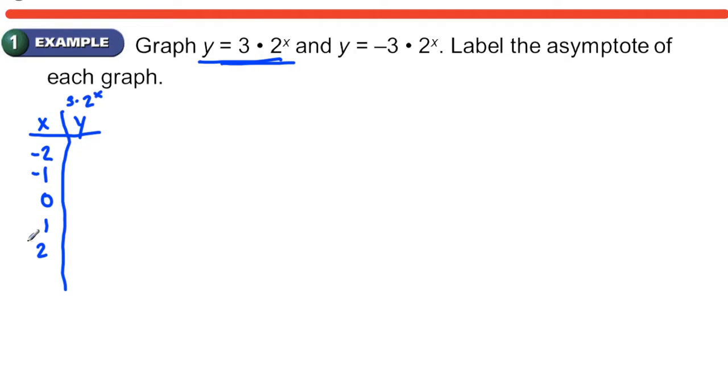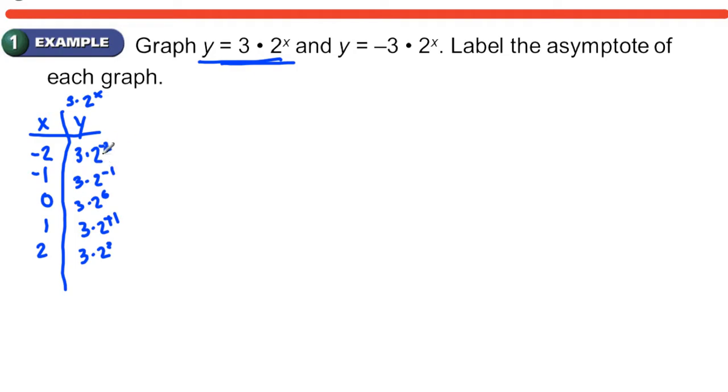So we have 3 times 2 to the x. So 3 times 2 to the negative 2, 3 times 2 to the negative 1, 3 times 2 to the 0, 3 times 2 to the positive 1, 3 times 2 squared. You don't have to write these down each time. I just want you to know where the thought process is coming from. A lot of this stuff is done mentally, and you don't think about writing it down. You can just plug that value into the calculator and get your answer.